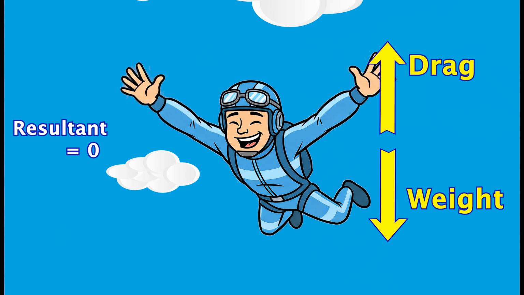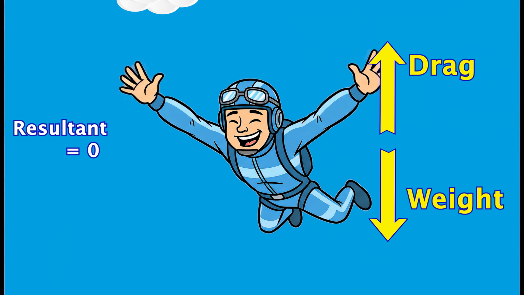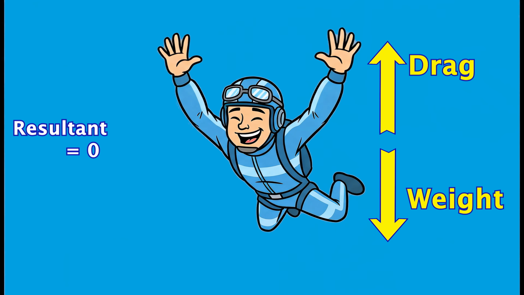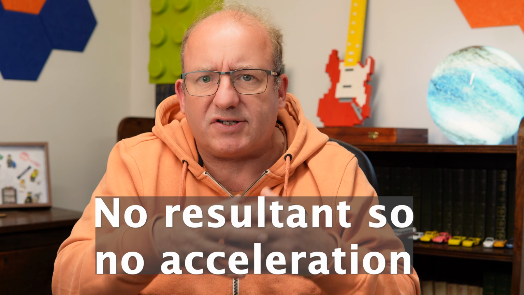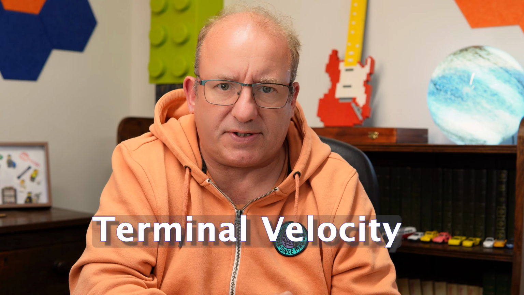Eventually, as the drag increases, it will become equal in size or magnitude to the weight. At that point, the forces are balanced and there is zero resultant force. If there's zero resultant force, there's no acceleration, and the skydiver, or the object, whatever it may be, is now travelling at its fastest velocity, what we call its terminal velocity. The terminal velocity for a skydiver is around about 120 miles per hour, or 54 meters per second. That's in the normal flat belly position.